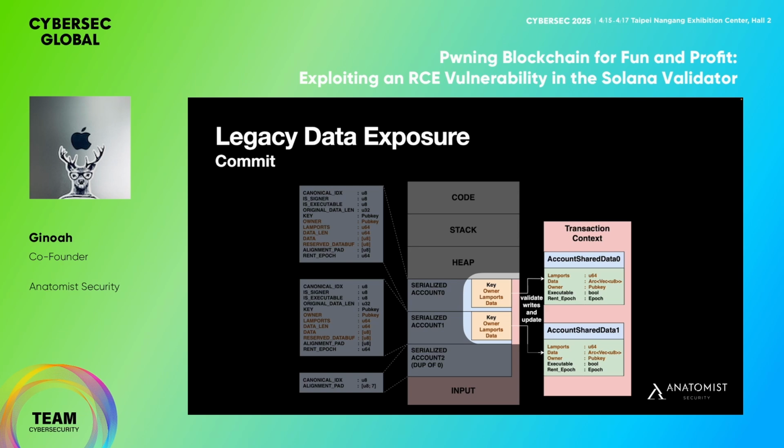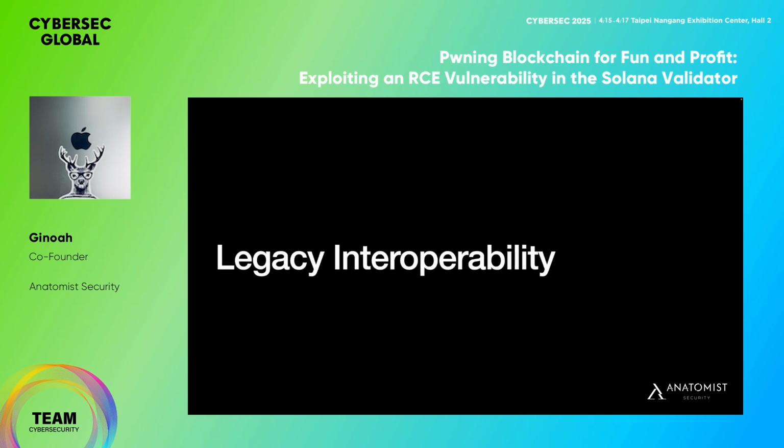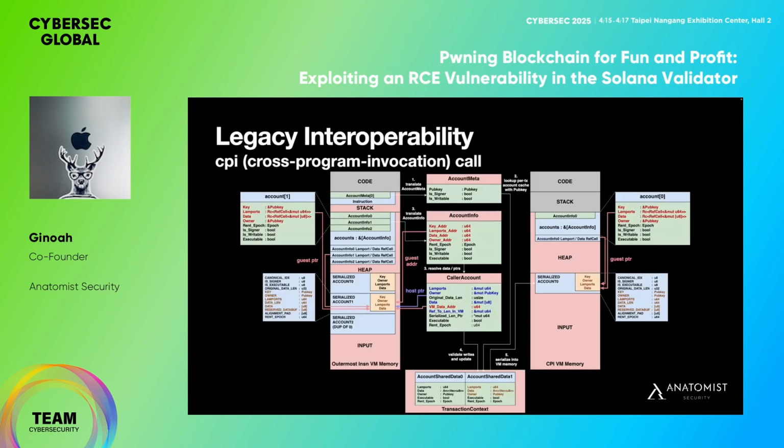And that's it. Deploying a contract and calling it from an externally owned account is simple. But what if we want to implement a more complex system that requires interaction between multiple contracts? We will need a more sophisticated mechanism to pass data between VMs. This is where the CPI, cross-program invocation system call, comes into play. First, let's take an overview of the legacy CPI process.